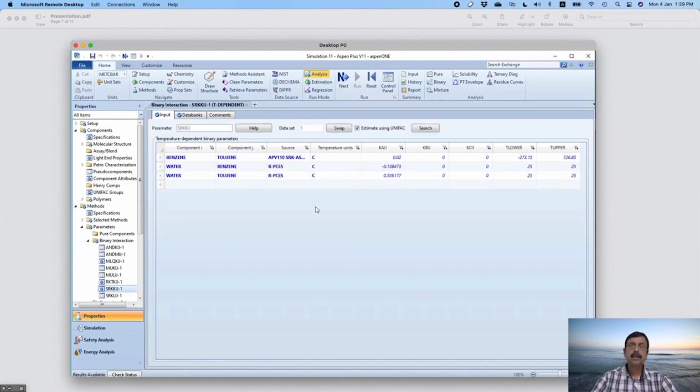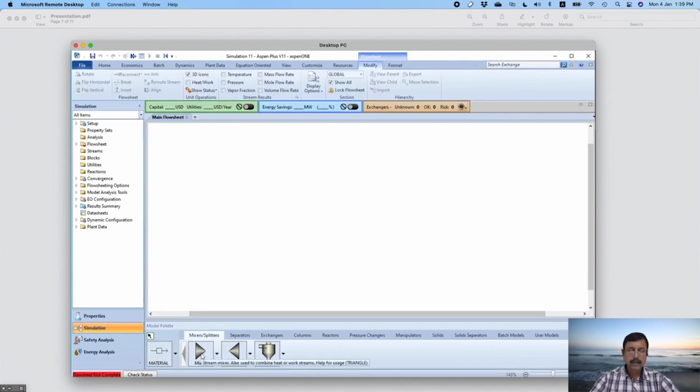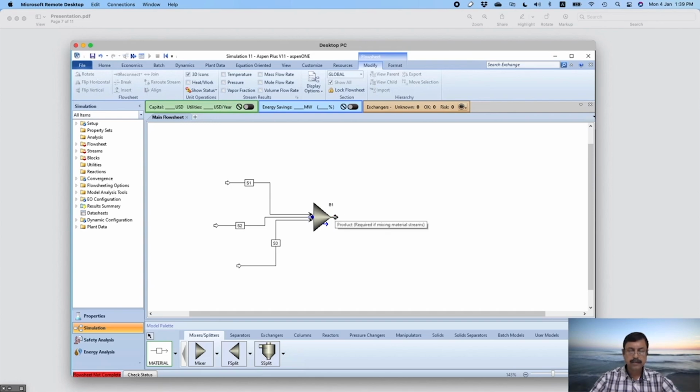So the properties are available. Next, go to simulation. Here, let us bring a mixer. And let us add the supply line. So this is the first inlet. This is the second inlet. And this is the third inlet. This is the mixed stream. And this is the decant stream. The decant stream is optional, but we give it here just to see how things work.